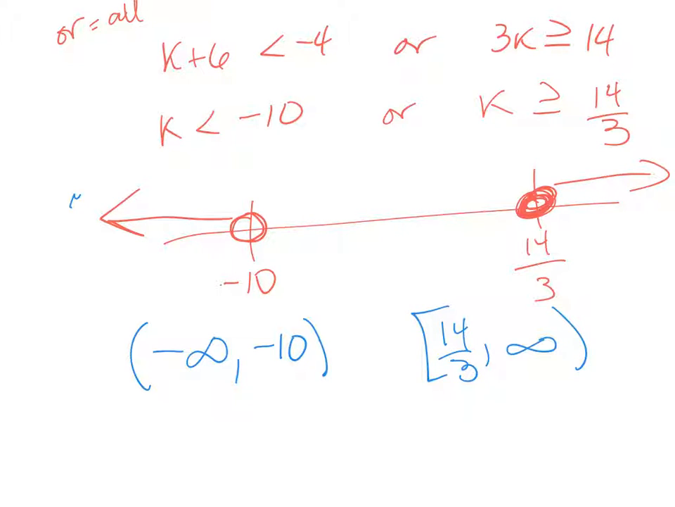And to show that it's this set of numbers and that set of numbers, you put a U in the middle, which means union of those two sets of numbers, okay? That means it'll go from -infinity all the way to almost -10, and then it'll pick up again at 14/3 all the way to infinity and beyond.